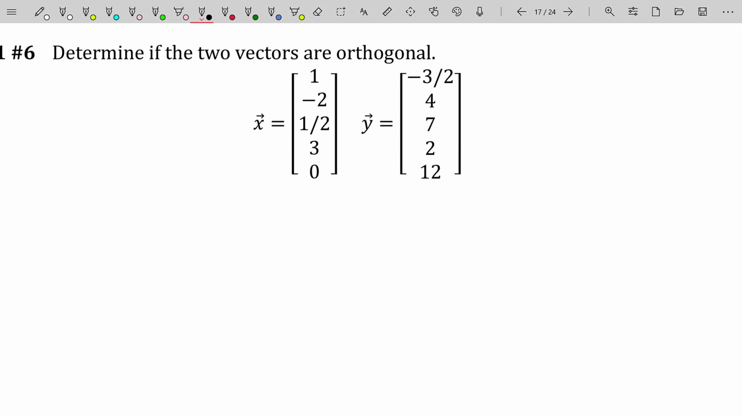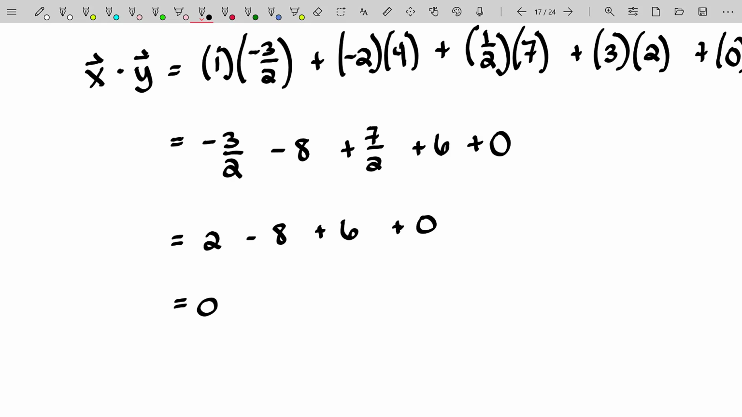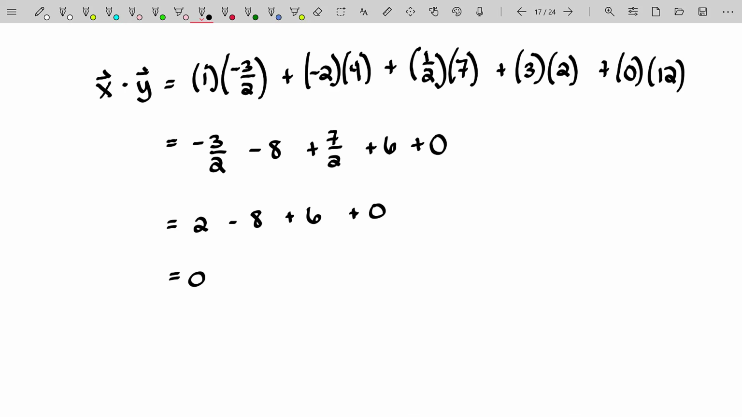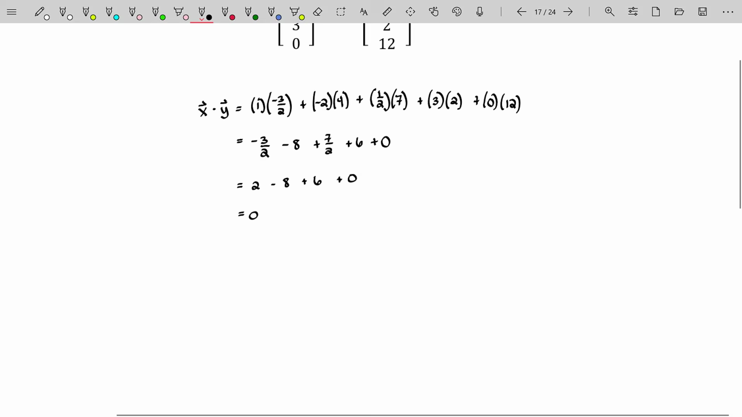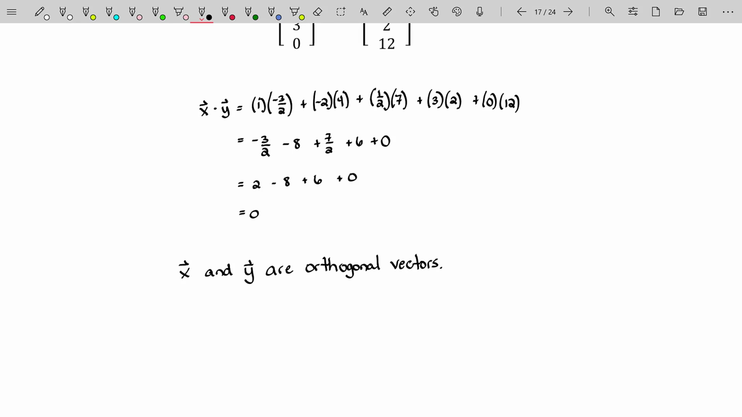Remember, to be orthogonal, their dot product must be 0. I don't actually need to find the angle between them. I just need to show that the dot product of these two vectors is 0. That will imply the angle between them is pi over 2. And there we can see the dot product is actually 0, so therefore x and y are orthogonal vectors.